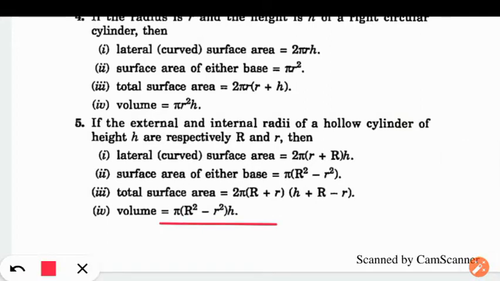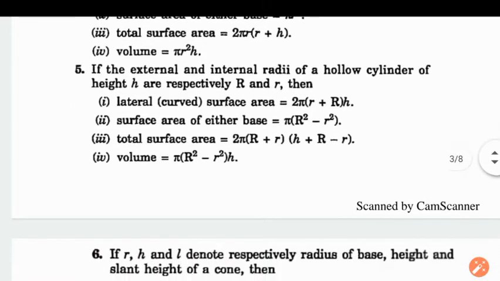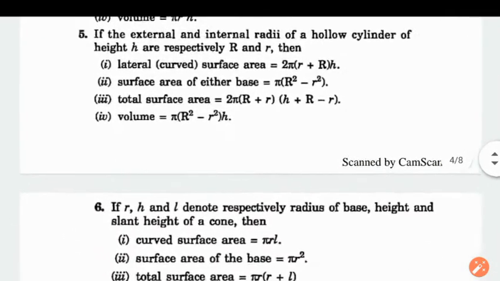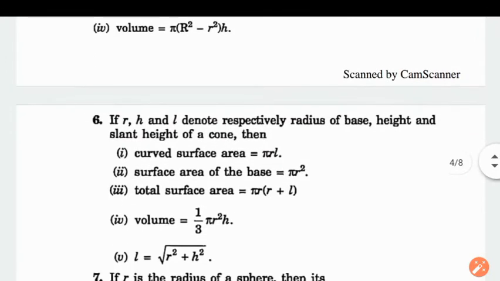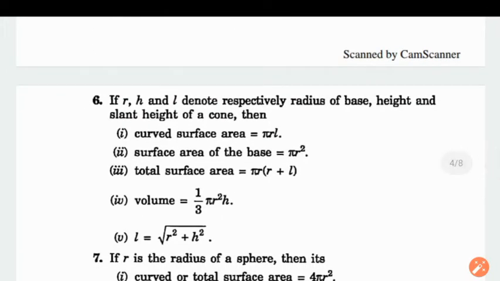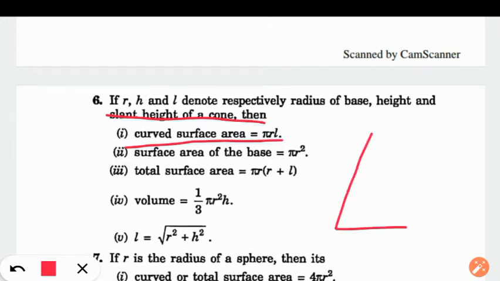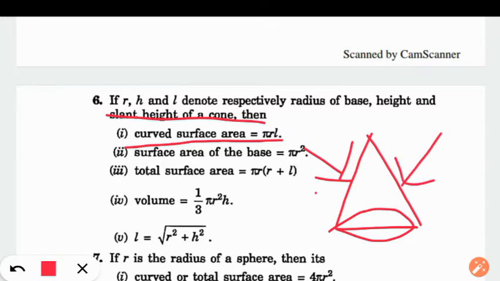This one. We will get this one after taking common pi. Now number 6. So this is in question number 6, it is about cone, right circular cone. So what is the formula to find lateral surface or curved surface area of the cone? So this is known as curved surface, this one, curved surface.